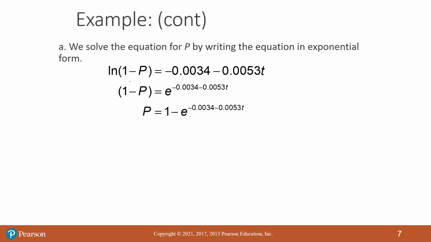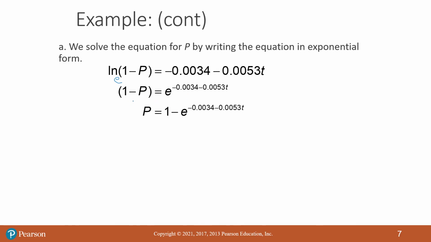So, we want to solve the equation for p by writing the equation in exponential form. The equation starts out as the natural log of (1 minus p) equals negative 0.0034 minus 0.0053t. If I convert that to exponential form, because natural log has a base of e, then I essentially have 1 minus p equals e raised to the negative 0.0034 minus 0.0053t.